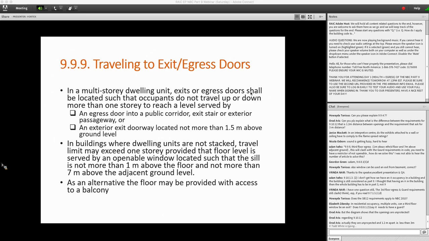Question 42, 9.10.13. Still under items under Part 3. So the question is, I don't get how we have an A occupancy in the building and the building is still considered as Part 9. I thought that having an A in the building, then the whole building has to be in Part 3, not Part 9.